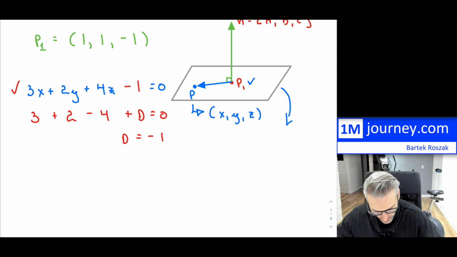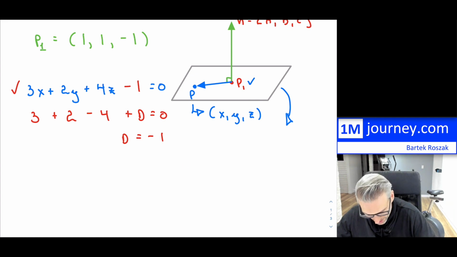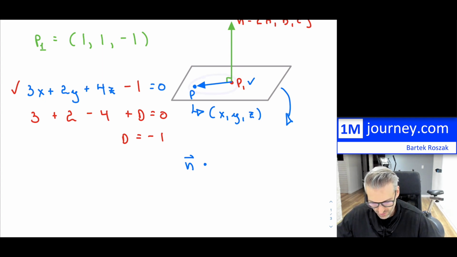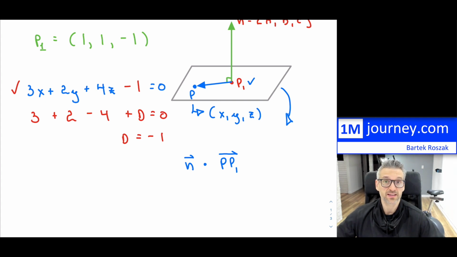Well, we know the following. If we wanted to take the dot product, what I'm going to do is take the dot product between my normal and this particular vector, this vector that I drew right there. So this is, let's say, the point P and P1. This is my vector, which goes from P to P1 or P1 to P. It doesn't matter the direction, to be honest with you.